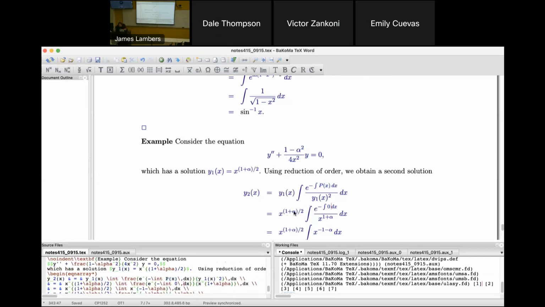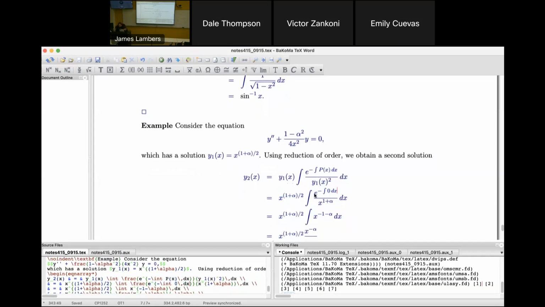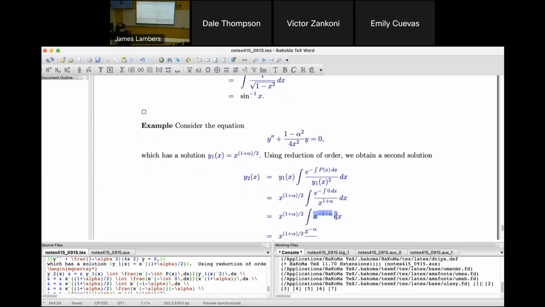So outside we have x to 1 plus alpha over 2. Down below we have this squared, so that's x to 1 plus alpha. In the numerator, we're just going to have e to the integral of 0. So we're just going to get 1 up top. So now we get x to the minus 1 minus alpha.